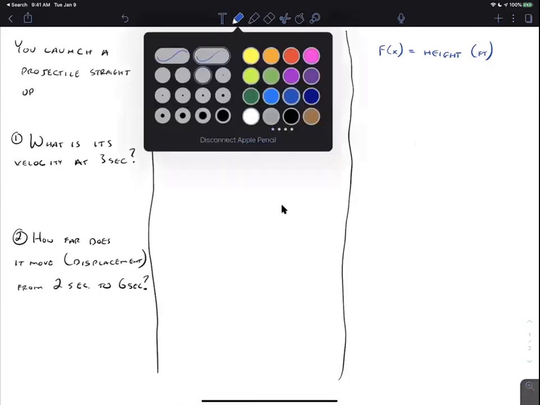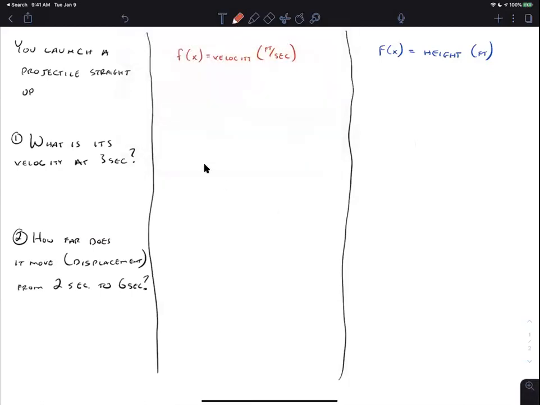So in red, on the one on the left, if I said, okay, what is the velocity of the projectile 3 seconds after you launch it? What would you do in this middle column? Would you take the derivative? Would you graph it? Would you plug it in? Would you set it equal? Would you give up because it's a word problem? What would you do? You would just plug in 3 for x.